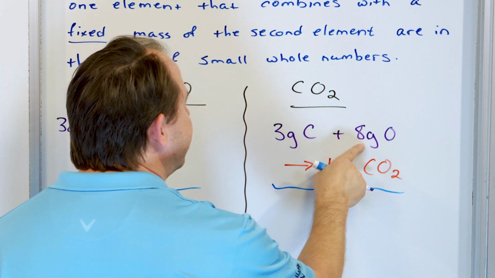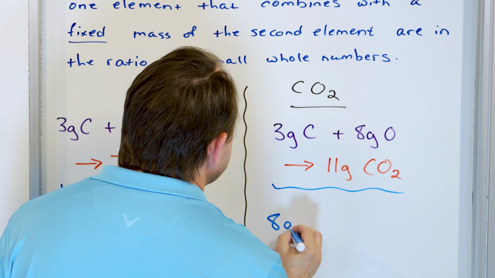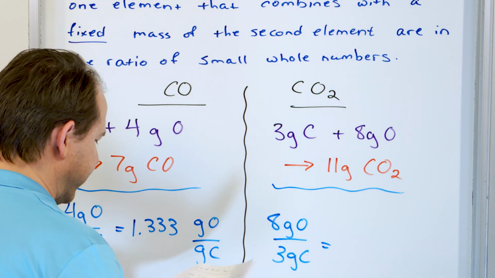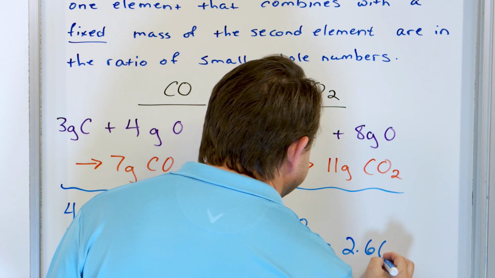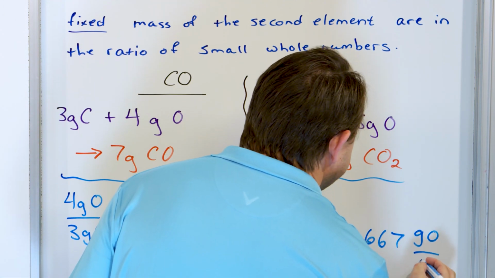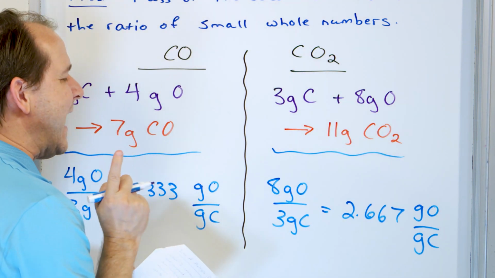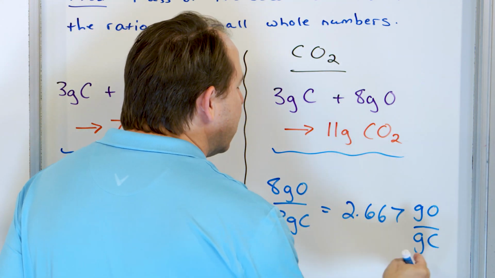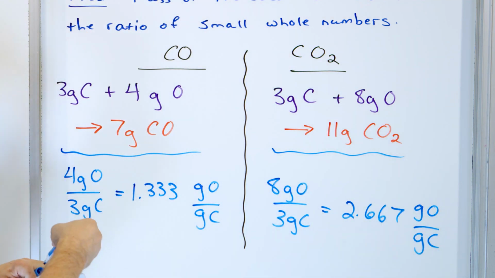Now let's do the same thing. Big number divided by small number. 8 grams of oxygen in ratio with 3 grams of carbon. What is 8 divided by 3? You get 2.667, and the units are still grams of oxygen per grams of carbon. So this one reacts in the ratio of 2.667 grams of oxygen per every 1 gram of carbon.